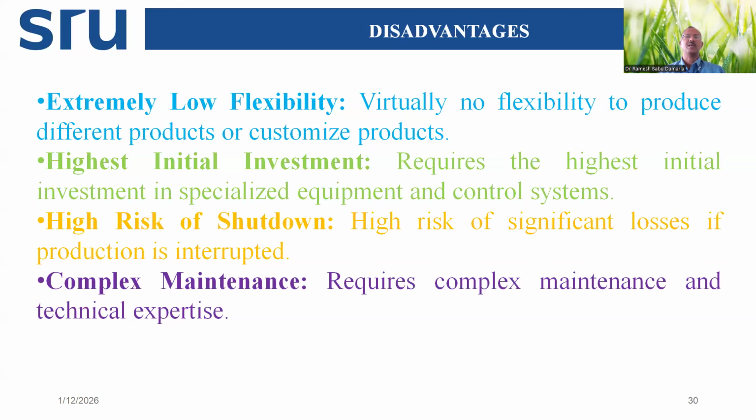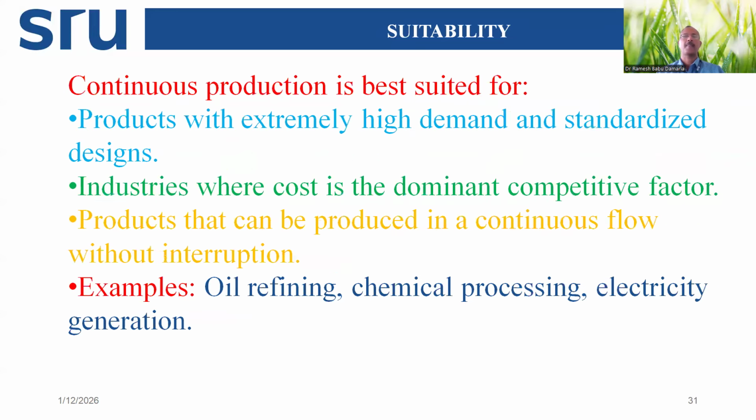Highest initial investment. The capital investment is very high because very high-tech automation is involved. More accurate, faster, more robust, fully automatic computer-controlled machines are costly. There is a high risk of shutdown, with significant losses if production is interrupted. If there is any interruption of one machine, there is a very high risk of losses. Complex maintenance, because highly specialized, high-tech machines are there. It requires technical expertise to maintain the machinery.